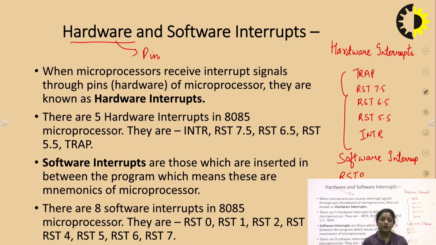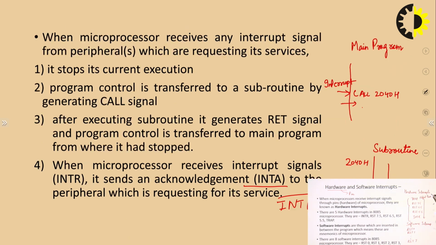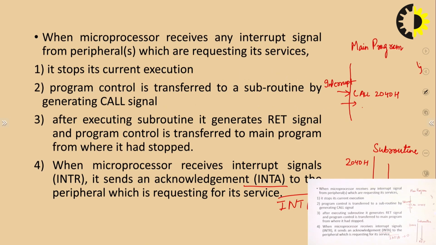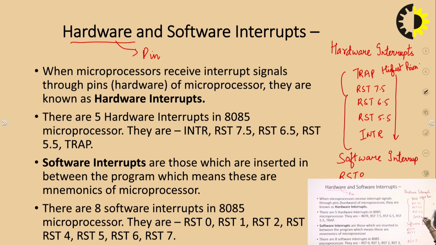And when we talk about these hardware interrupts, there is some priority assigned to them, and the priority is decreasing in this order. That means TRAP has the highest priority, and INTR has the lowest priority. So their priority is decreasing when we are moving downwards, TRAP having the highest priority and INTR having the lowest priority. Now what does this priority mean?